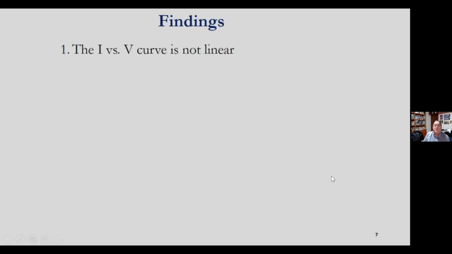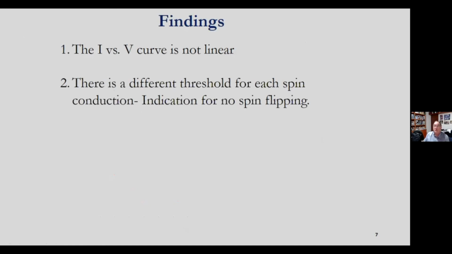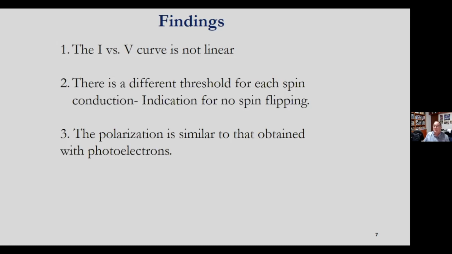So to summarize what we observed so far, we see that the current versus voltage curves are not linear. There is a different threshold for each spin conduction. This is an indication that spin doesn't flip during the conduction. Namely, the spin filters, the chiral molecules, are passive filters. They don't actively flip the spin, they only allow one spin to pass and block the other spin. The polarization is similar to the polarization obtained for the same molecules when we transmitted photoelectrons from them, namely unbound electrons. And that is quite surprising, that we get the same spin polarization independent of whether the electrons are bound or unbound when they go through the system.